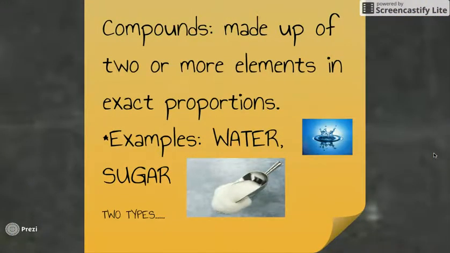Compounds are made up of two or more elements in exact proportions. Examples of compounds are water and sugar. As you have probably noticed, all of these things build on each other. Atoms make up elements, and elements make up compounds. Now we will talk about two specific types of compounds.